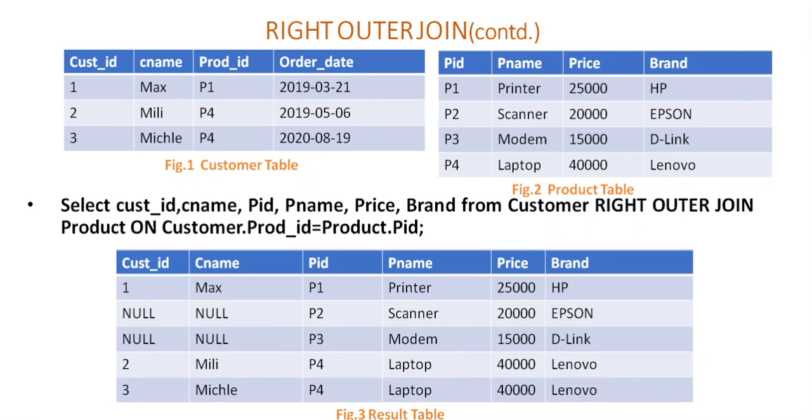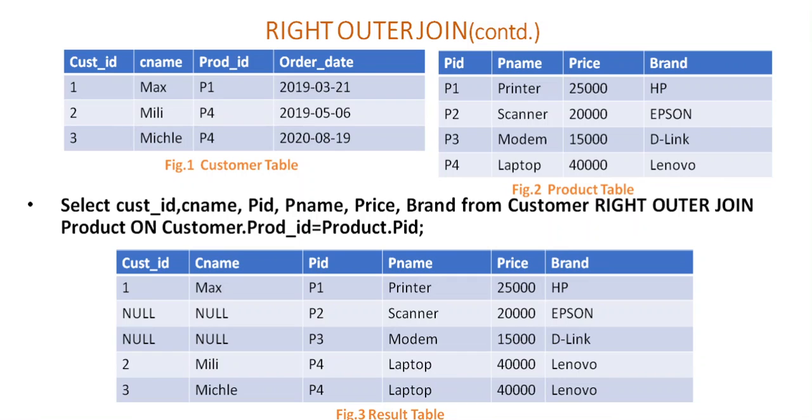The output is customer ID and CNAME, which are attributes of the customer table, and PID, PName, price and brand, which are attributes of the product table. So the two tables are connected. But if you carefully look at the result table, customer ID 1, customer name Max, has purchased some product, that is P1. Then two products are there in your product table, P2 and P3. These two products are not purchased by any of the customers. So for PID P2 and P3, look at rows 2 and 3. The product IDs are P2 and P3, but these two products are not purchased by any customer. So for these two products, customer ID is null and customer name is also null. So this is right outer join, opposite to left outer join.